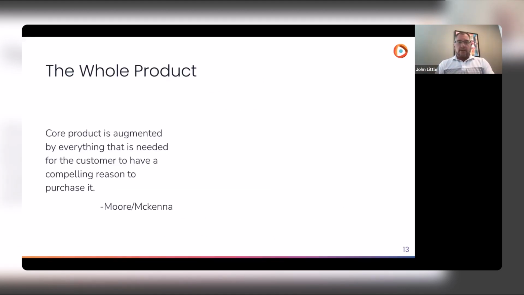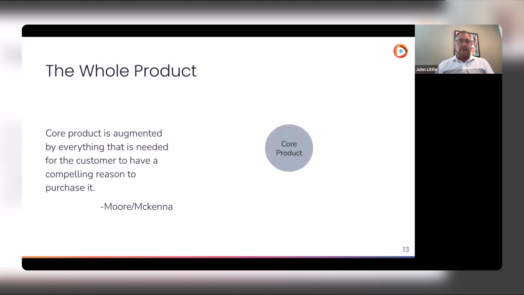With the technology product that we're all working on, we're creating this idea of the whole product. And the whole product is the core product that's augmented by everything that is needed for the customer to have a compelling reason to purchase it or to continue to use it, or just everything that's around the product that leads to the experience of the product that is not part of the actual product.